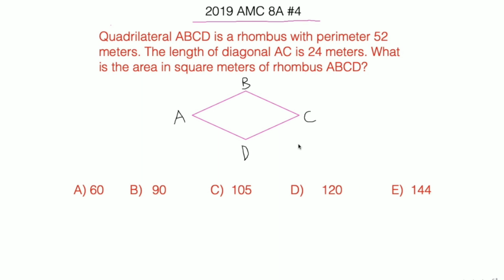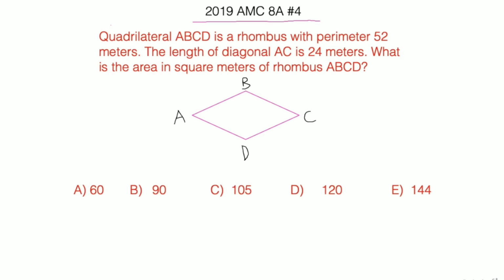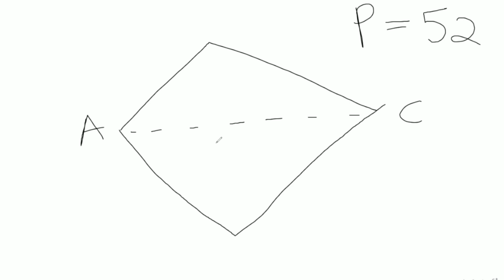So what we can do is draw a more detailed diagram than what's given in the problem. So let's start with a rhombus ABCD. Right, and we know that the perimeter is 52 and the length of diagonal AC is 24.